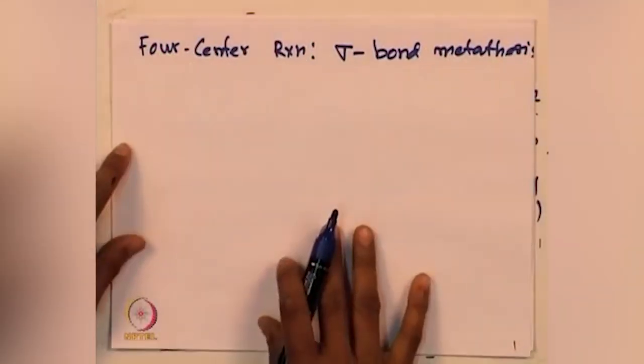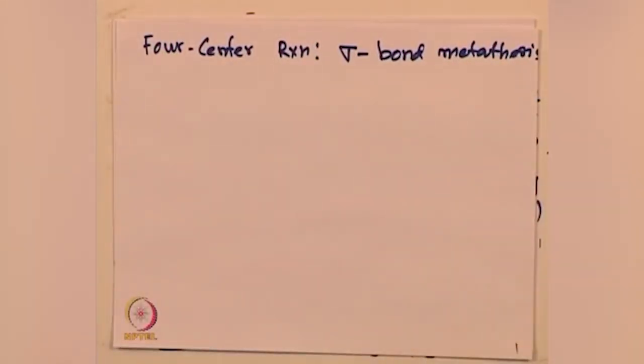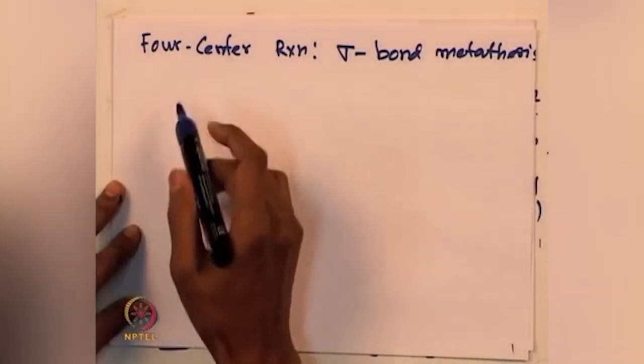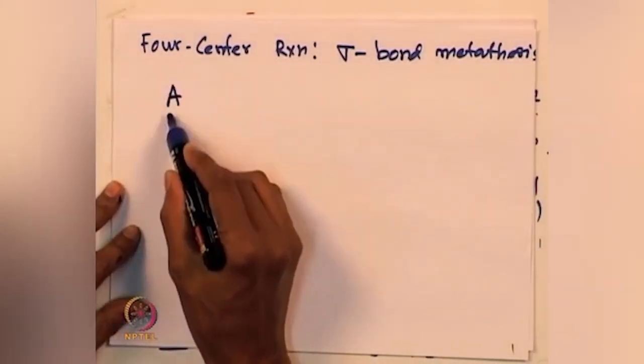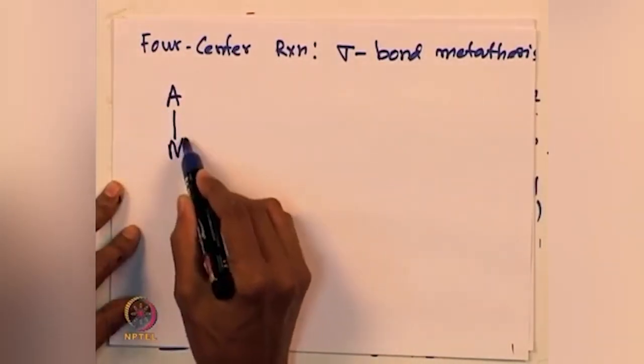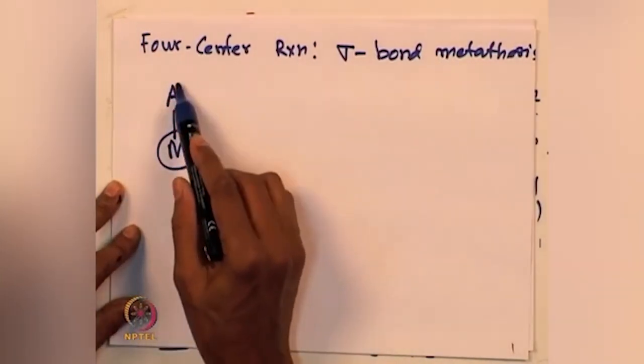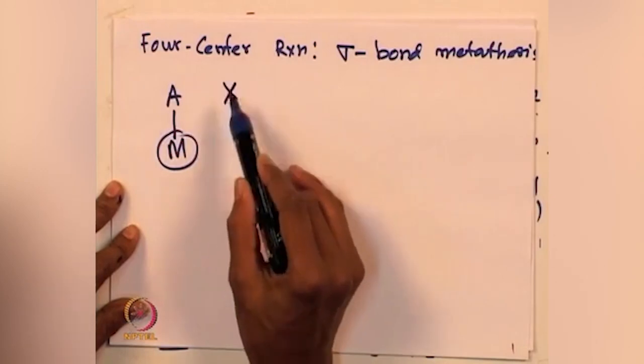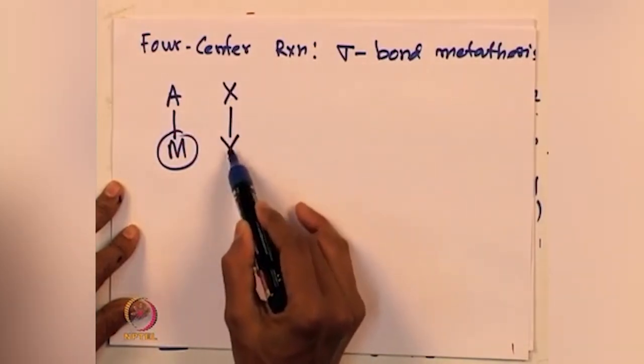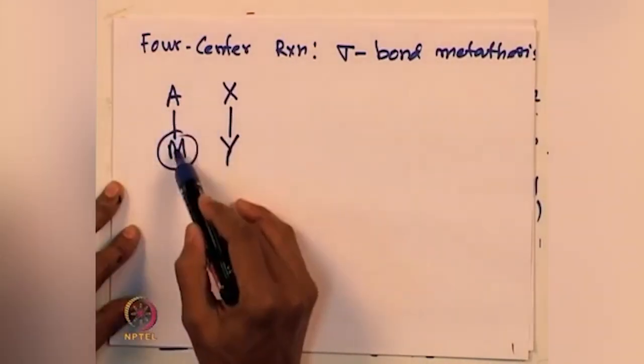So first we will discuss four center reactions. Well, for four center reactions, you need, of course, four centers, right? That's the beauty of it. You have to have four centers. What are they? You can have a metal center, let's say M, you have A attached with it, and you have X. Along with that, you have Y. Now this is the four centers.